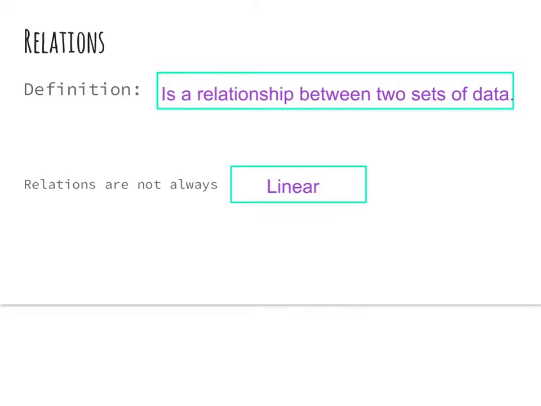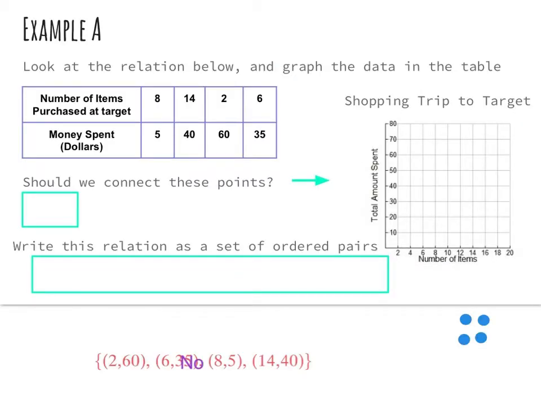Let's look at example A. So again, example A says, look at the relation below and graph the data in the table. So we're comparing our two sets of data. In this case, we have the number of items purchased at Target and the money spent in dollars. So we're going to start by graphing our points like it tells us. Then we're going to answer a couple questions.